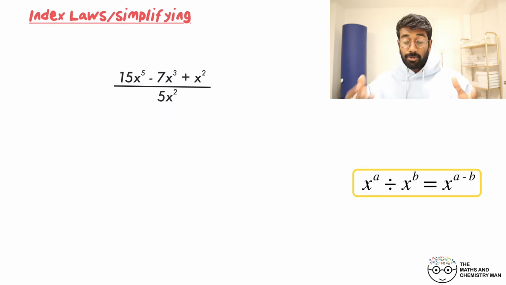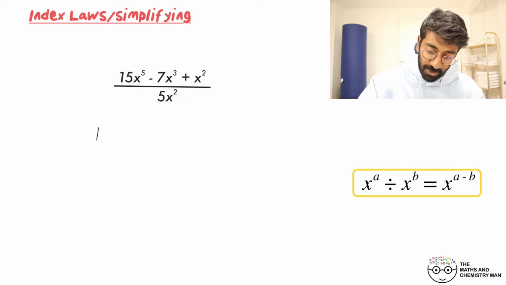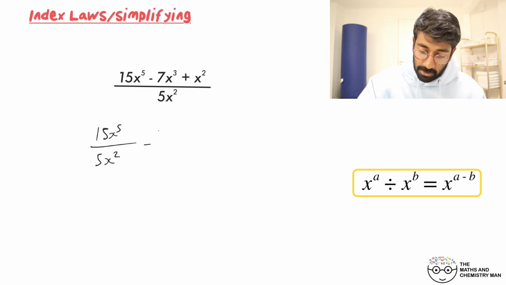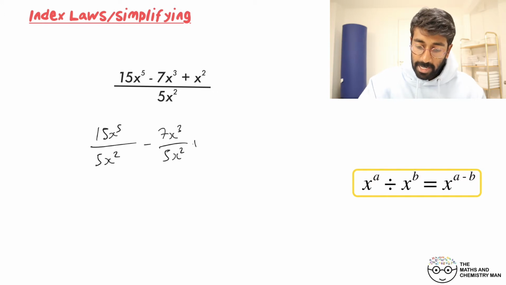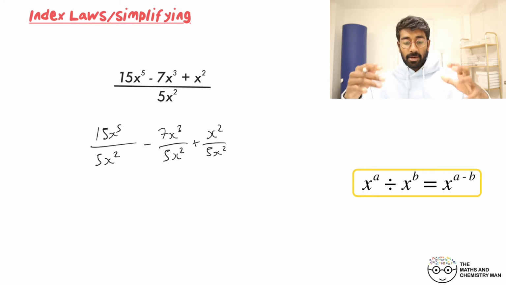Next one, 3 terms in your numerator. So we're going to create 3 fractions. So we've got 15x to the 5 over 5x squared, subtract 7x cubed over 5x squared, and then plus x squared over 5x squared again. Okay, let's cancel these down.